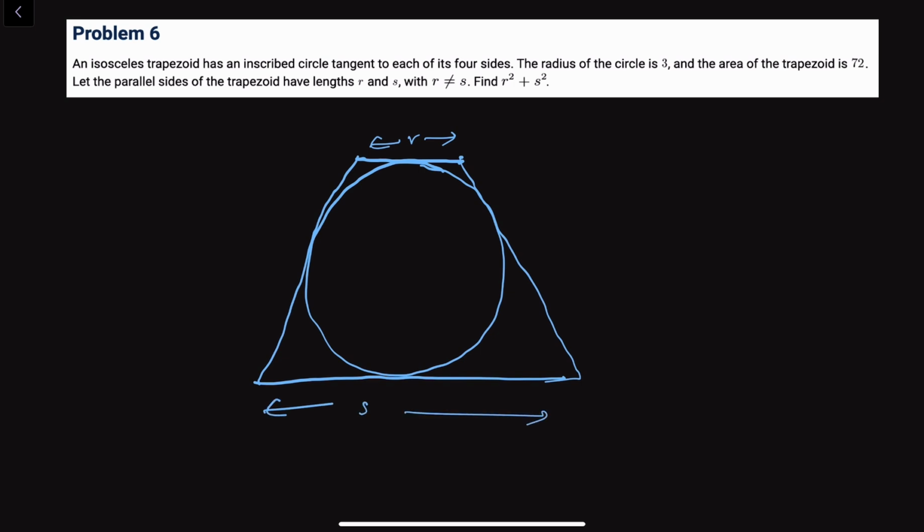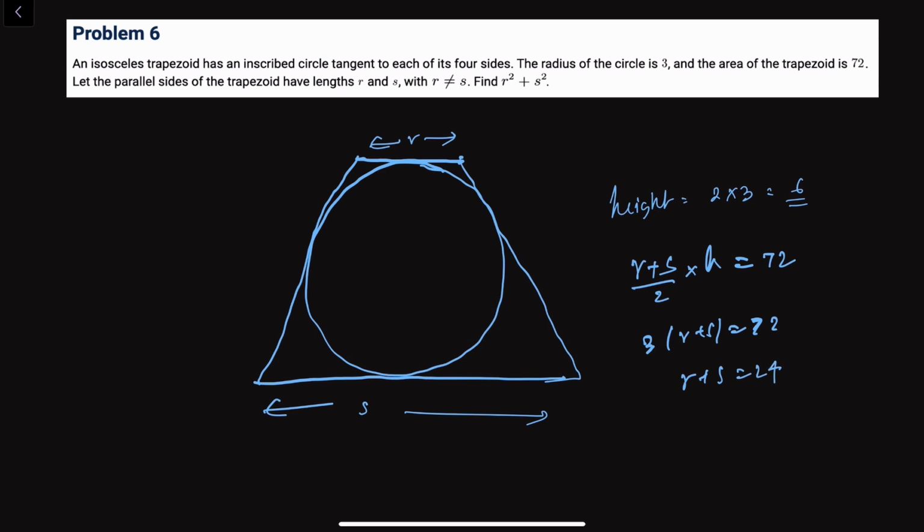First, we have the height of the trapezoid. Height would be twice the radius, so that is 6. Next, if we find the area, (r plus s) by 2 into height h, that would be the area. It's given as 72. So that means 3 into (r plus s) is 72. That means r plus s is 24.